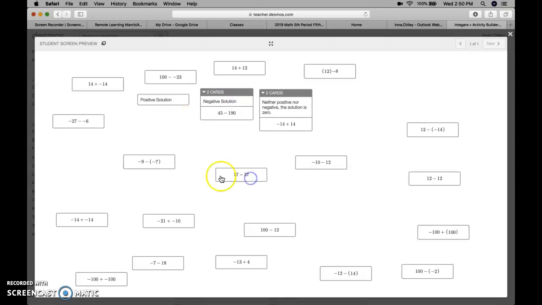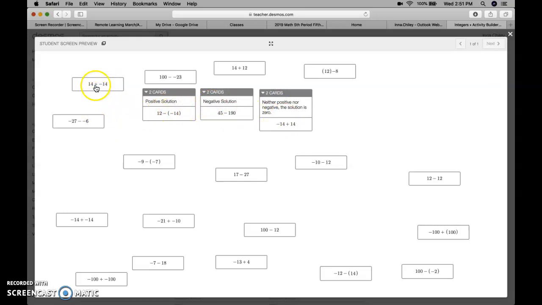And then one more example. This one, if I have negative and negative together like that next to each other, it's the same as 12 plus 14. So that one I know is going to have a positive solution. I can clip that here. And then you would clip all of them into one of these three categories.